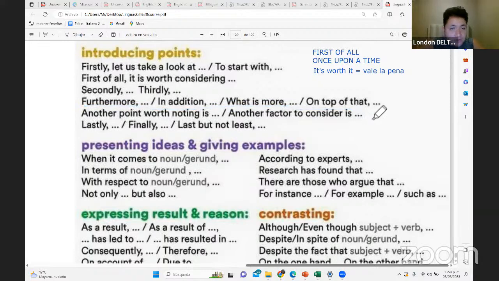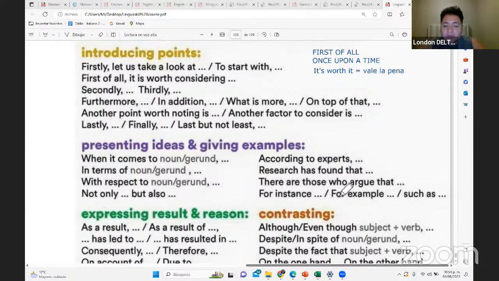Yes. Furthermore, in addition, what is more, on top of that. Exactly. Furthermore quiere decir además. In addition es como igualmente, además o añadiendo. What is more quiere decir lo que es más. On top of that también es como y aparte de eso. What is more, on top of that.